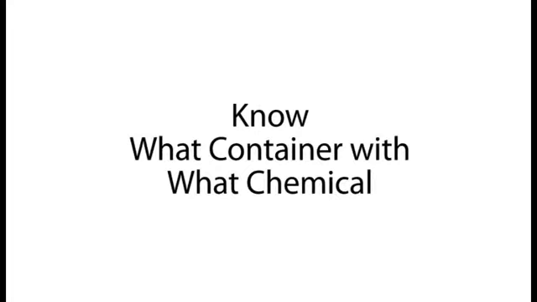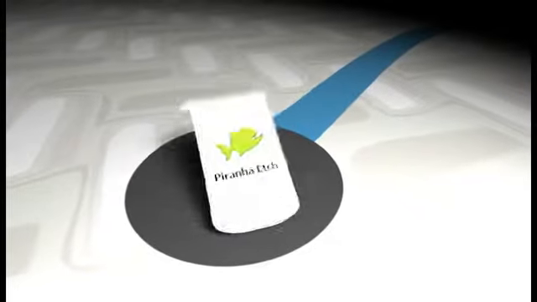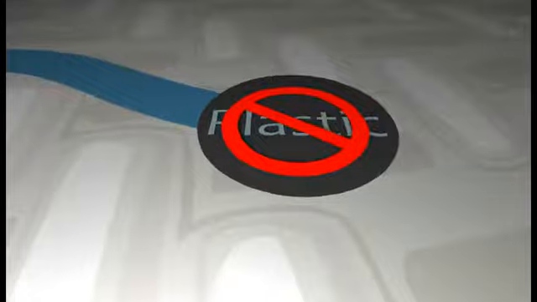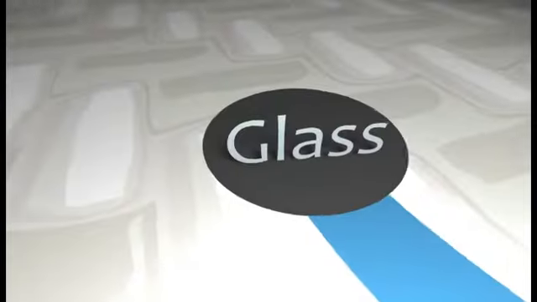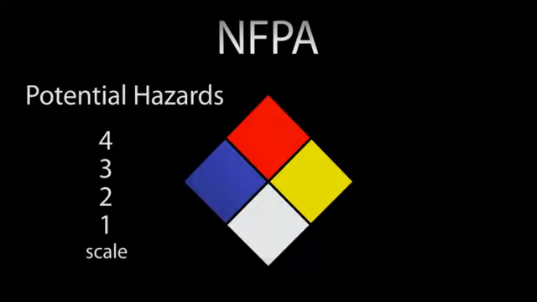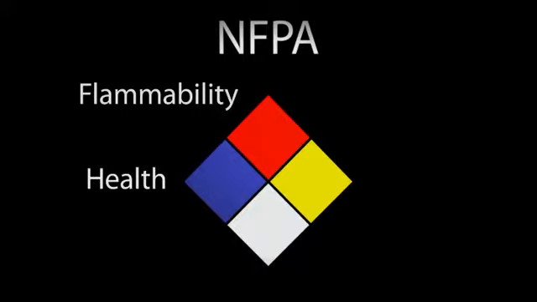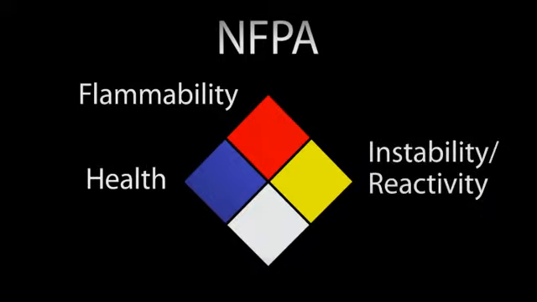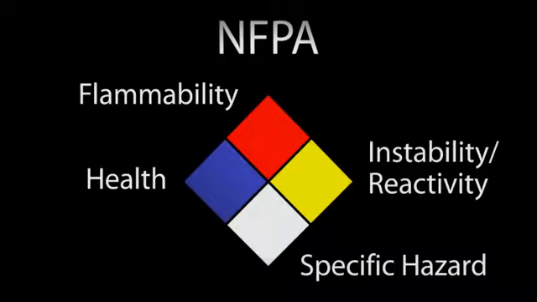It is important to know what containers are compatible with the chemicals you are working with. Some chemicals, like piranha etch, cannot be used in plastic containers, while others, like hydrofluoric acid, should not be used in glass. A few chemicals used in the nanofab can be especially dangerous. The NFPA diamond or fire diamond allows us to identify with a glance the potential hazards of a chemical on a scale of 1 to 4 in 3 separate categories: health, flammability, instability or reactivity. The white diamond is for special properties to be aware of, such as reacts with water.